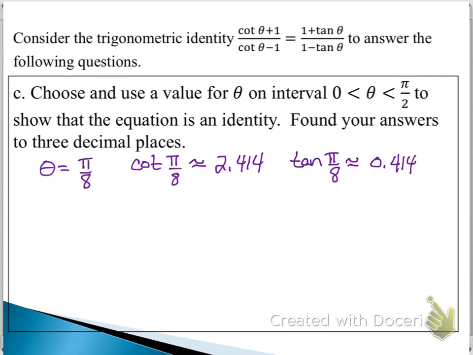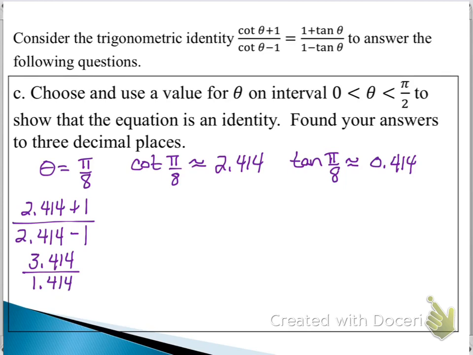All right, so if we just plug it in, we have cotangent theta plus 1, so this would be 2.414, that's cotangent pi over 8, plus 1 over 2.414 minus 1. And if we put it into the calculator, you're going to find that this would be approximately 2.414. Okay, that is verifying the left-hand side.